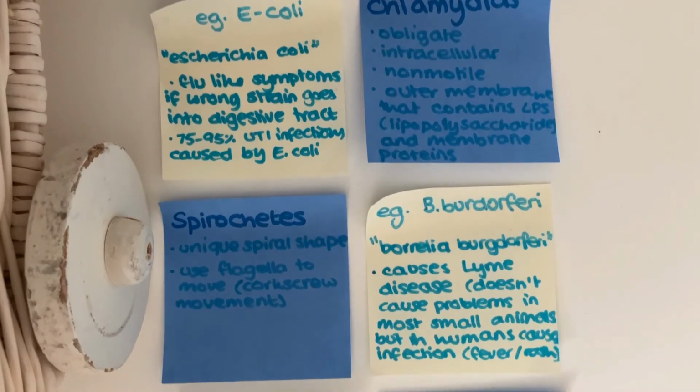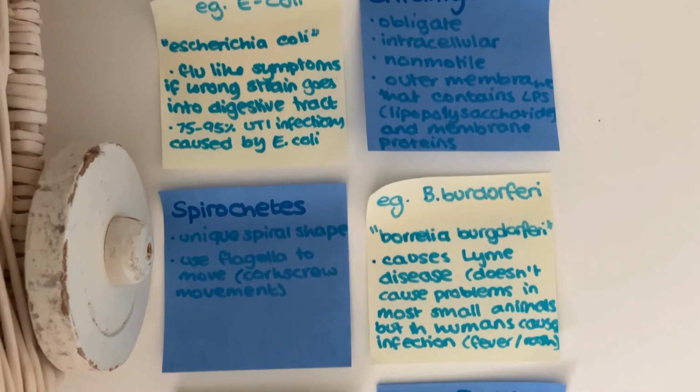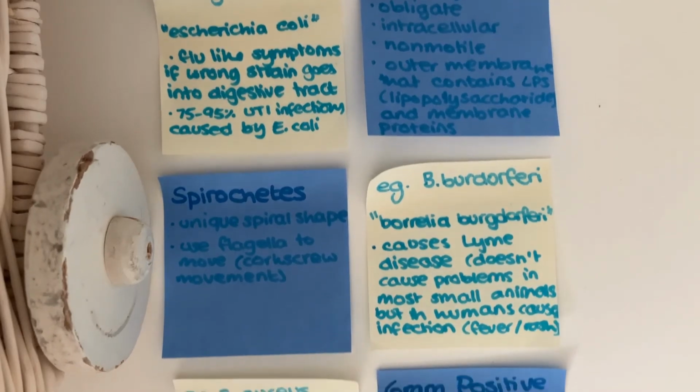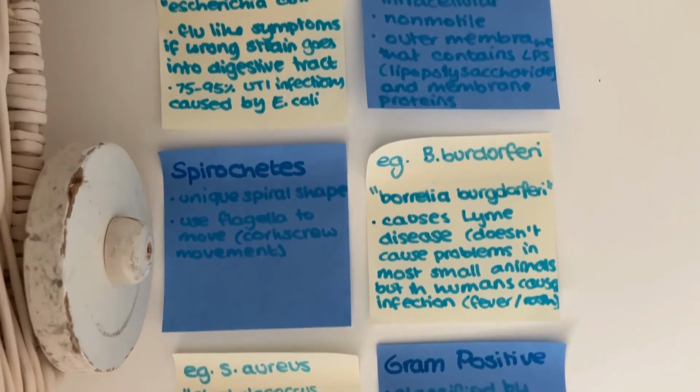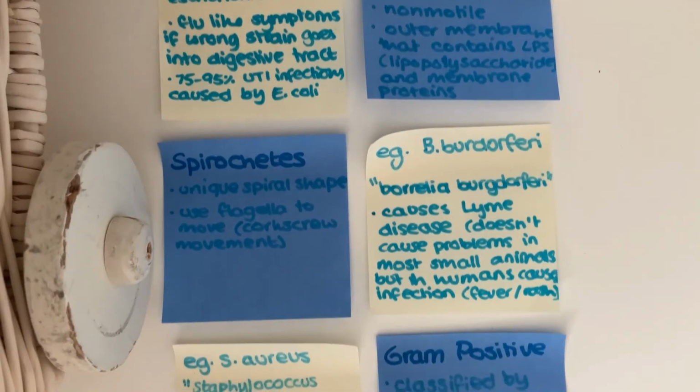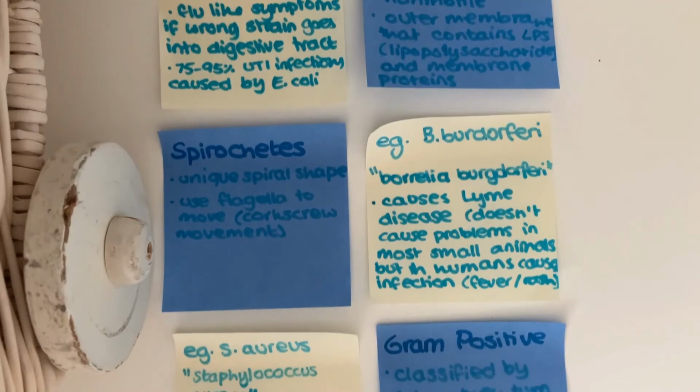An example of a spirochete is Borrelia burgdorferi, aka Lyme disease. Untreated, Lyme disease can spread to other parts of your body for several months to years after infection, causing arthritis and nervous system problems. It, however, doesn't cause problems in most small animals.